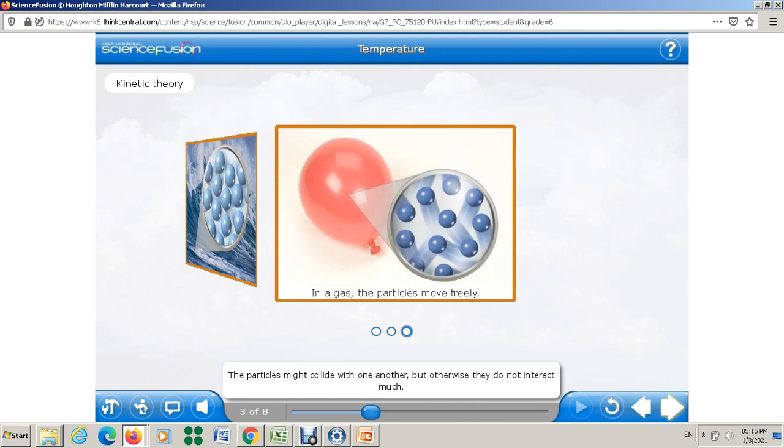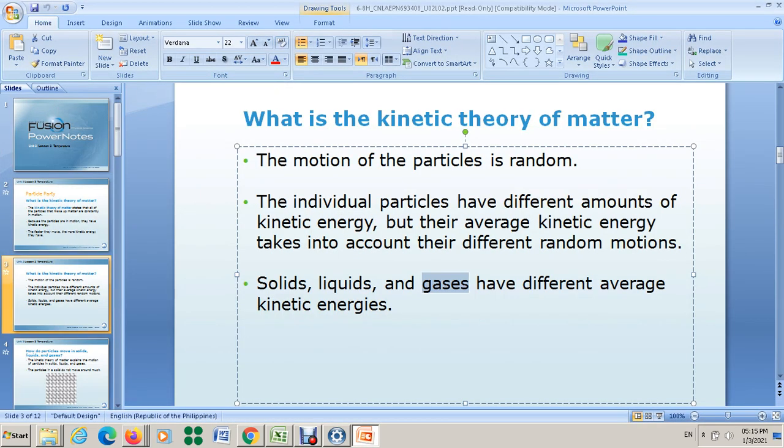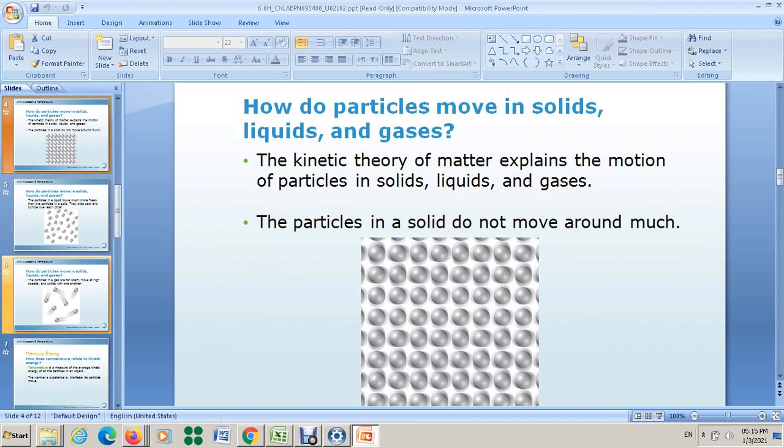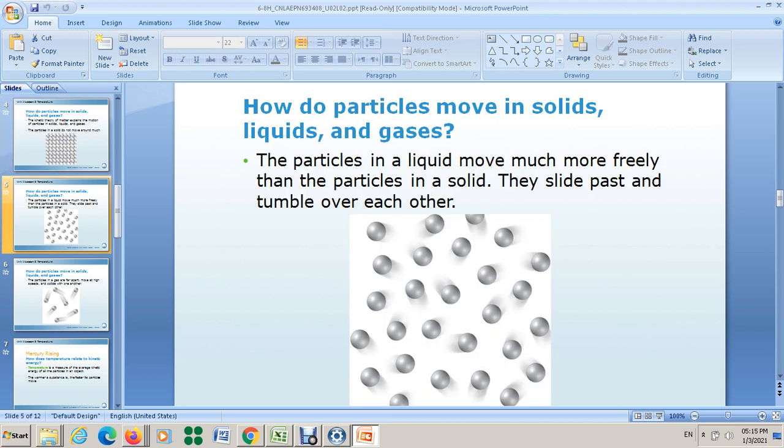Okay, so here when we discuss the particles of solid, liquid, and gas, all of them have kinetic energy, but they are different from each other. So the kinetic theory of matter explains the motion of particles in solid, liquid, and gas. We have explained this. The particles in solid do not move around much. Okay, and what about the particles in liquid? They move much more freely than the particles in a solid. They slide past and travel over each other.